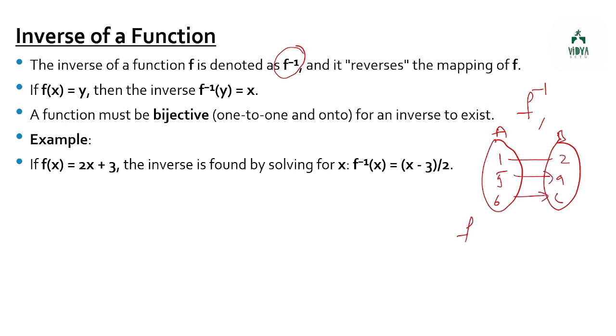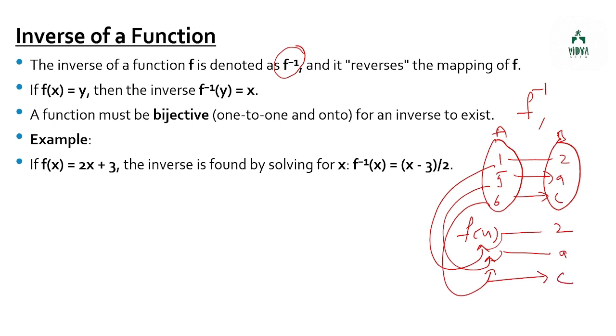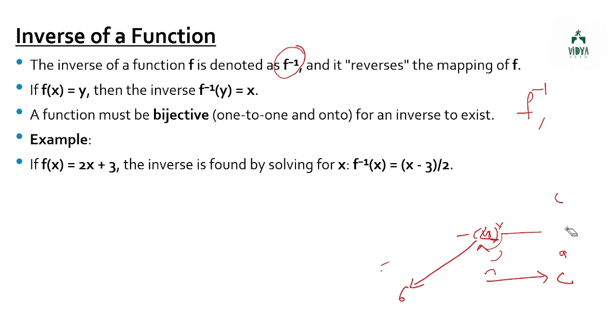Let's say there is a function f of x. We are putting 1 here, it is mapping to 2. We put 5 here, it is mapping to A. We put 6 here, it is mapping to C. So the mapping reverses. If we put 2 here, it will map to 1. If I put A here, it will map to 5. If I put C here, it will map to 6. That's it. The mapping is getting reversed.